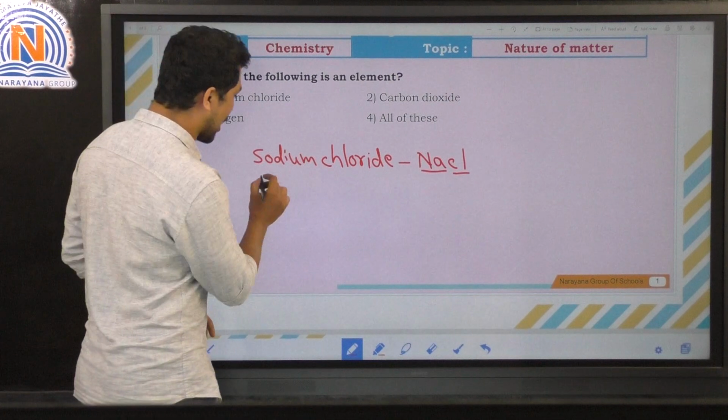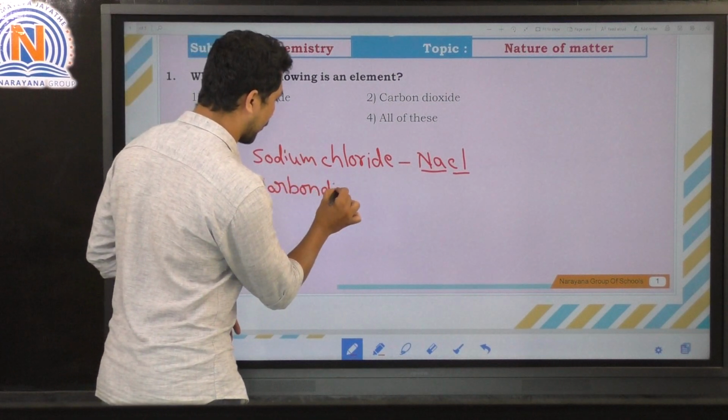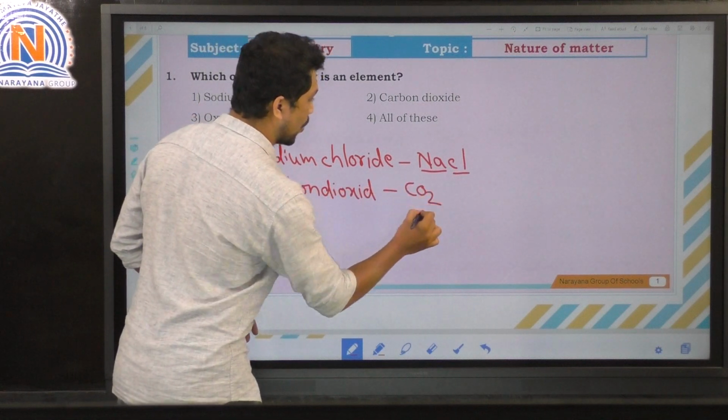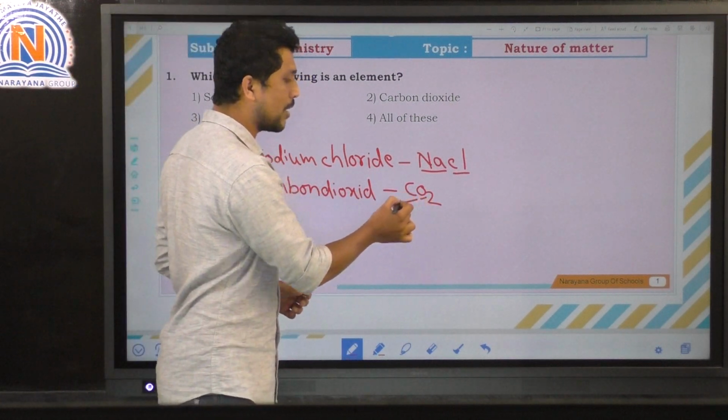So the second option, carbon dioxide. Carbon dioxide's chemical formula is CO2. So this also contains two atoms, one is carbon, another one is oxygen. So this is also not an element.